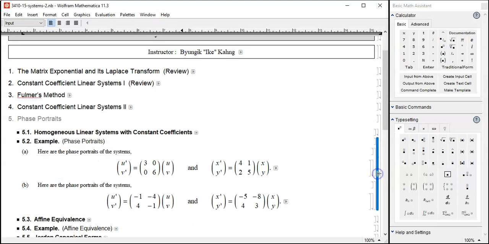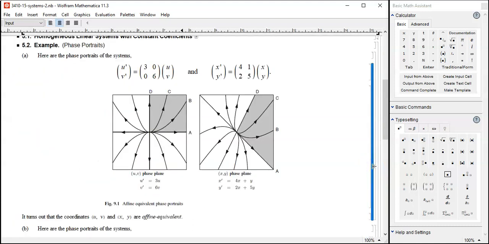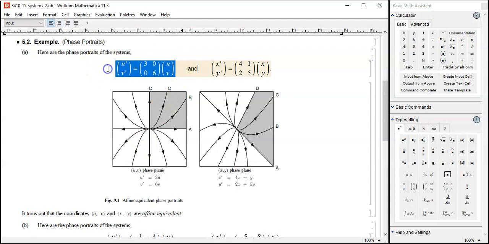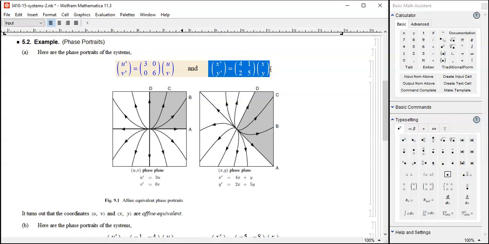Before giving you the definition of the face portrait, let me give you some visualization first. Let's have some naive understanding first before going over to the definition. Here are a couple of examples of face portraits. The first face portrait here corresponds to the first system, which I'm highlighting in blue. And the second system, which I just highlighted in green, is associated to the second face portrait here.